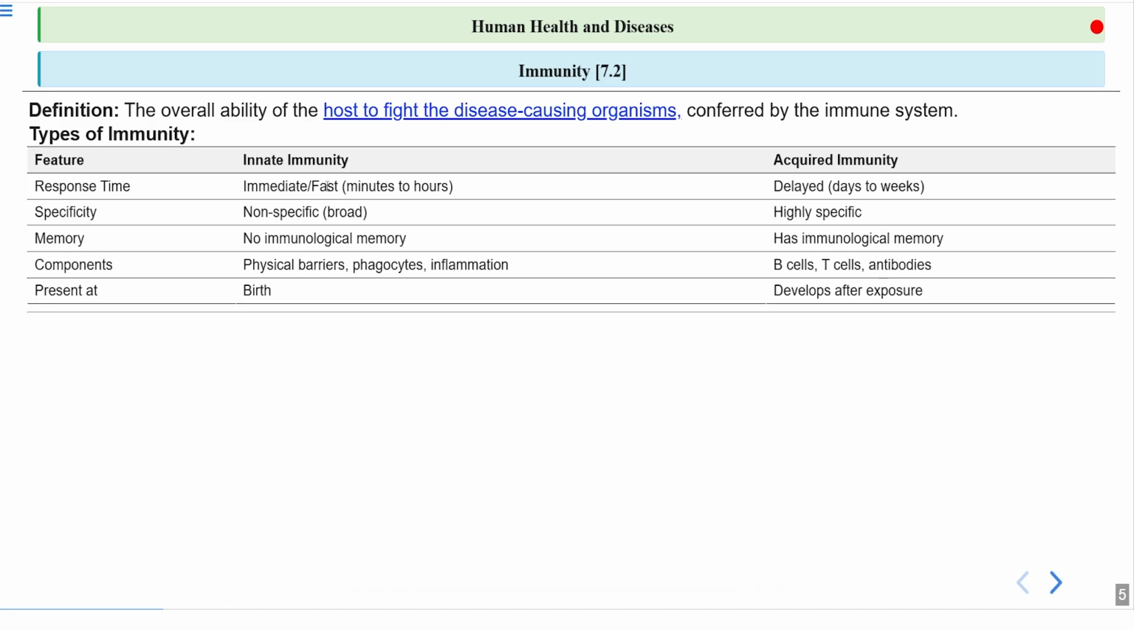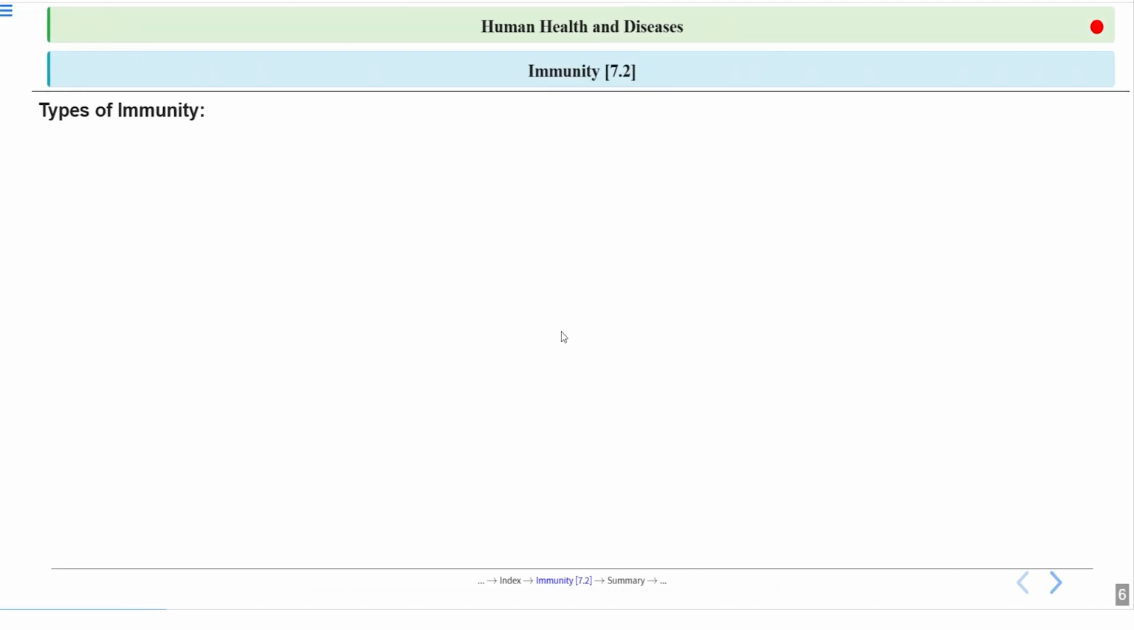Now, at what time are these kinds of immunity present? Innate immunity is present from birth. Animals are born with innate immunity. Acquired immunity develops after birth as you are exposed to different pathogens, or it develops through vaccination.